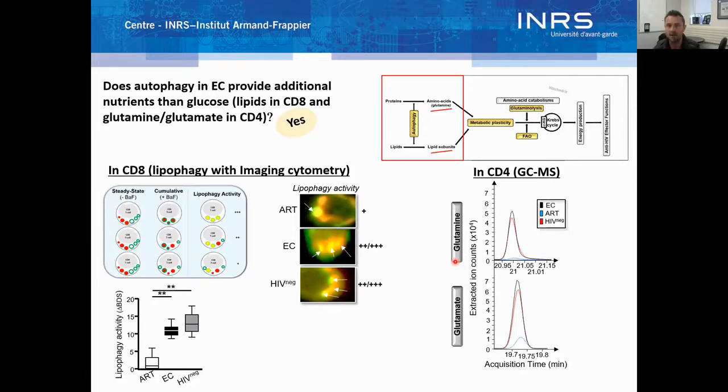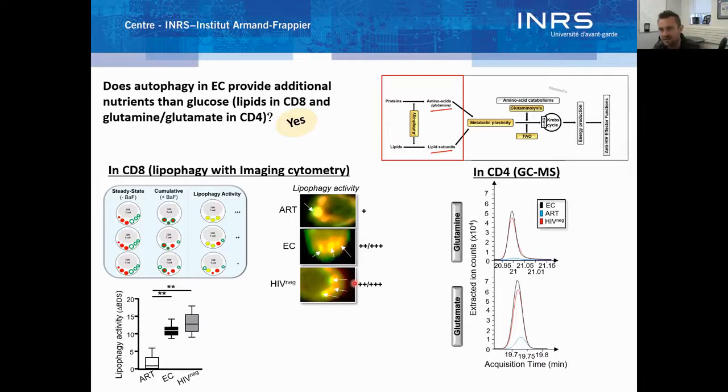However, when we were interested in the proteins, we collaborated with McGill University and used their GC-MS platform in order to detect and quantify the intracellular levels of both glutamine and glutamate in those individuals. And as you can see here, the elite controllers and HIV negative have a much higher intracellular concentration of both glutamine and glutamate, in contrast to ART, who have a significant and drastic reduction.